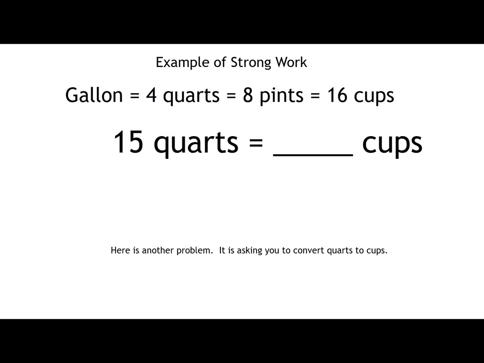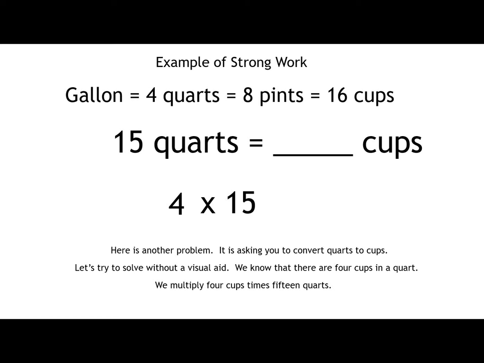Here is another problem. It is asking you to convert quarts to cups. Let's try to solve without a visual aid. We know that there are 4 cups in a quart. We multiply 4 cups times 15 quarts. We get the answer of 60.